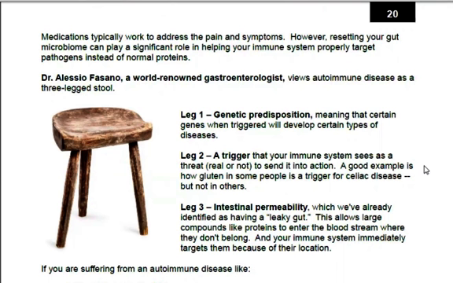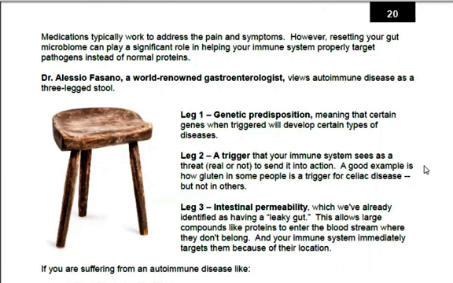You most likely have 3 legs working against you. Leg 1 is a genetic predisposition, meaning that certain genes, when triggered, will develop certain types of diseases. So it doesn't mean that they're going to have the disease unless that gene sequence is triggered. Leg 2 is the trigger, a trigger that your immune system sees as a threat. An example of that would be gluten.